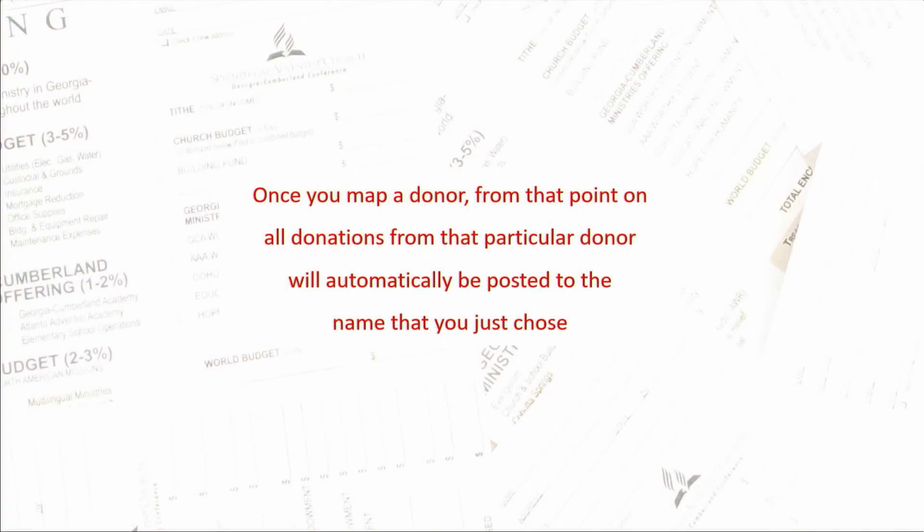That will help too. Accuracy in mapping donors is very important because once you map a donor, all donations from that particular donor will automatically be posted from then on to the donor name that you just chose. And if it was incorrect, it will be wrong until you fix it, which might not be until the tax receipts are printed and distributed.